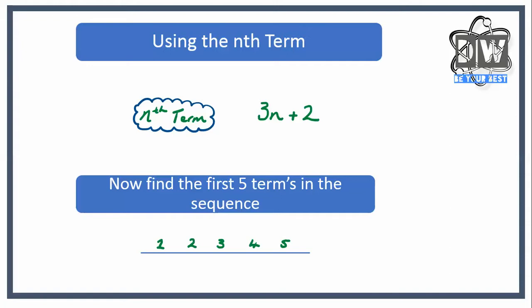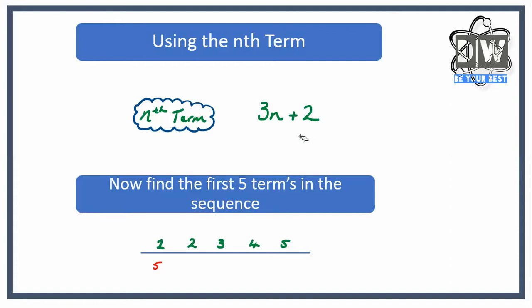So here are our terms. We've got a first term, a second term, a third term, a fourth term, a fifth term. And we're going to use that information to write down what the numbers would be. So for the first term, we'd put in 1 for n. So 3 times 1 plus 2. So what's 3 times 1? It's 3, plus 2. So the first term would be 5.